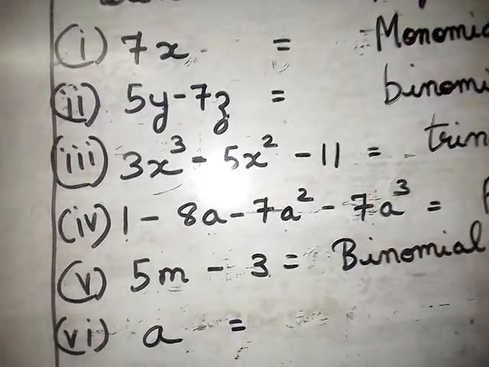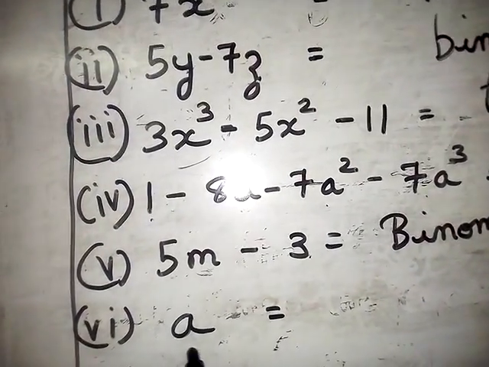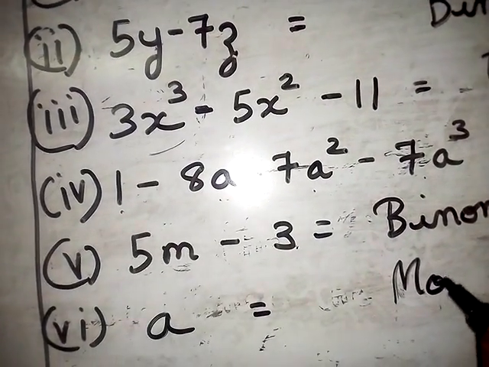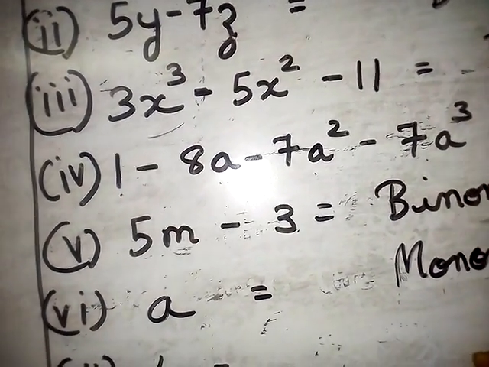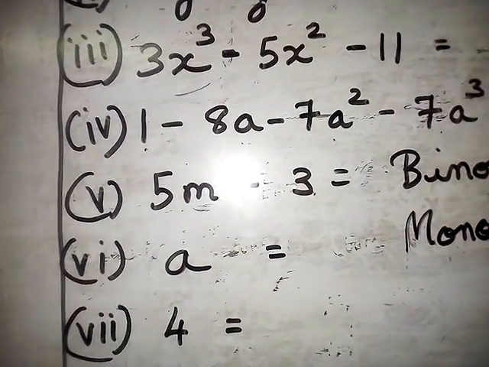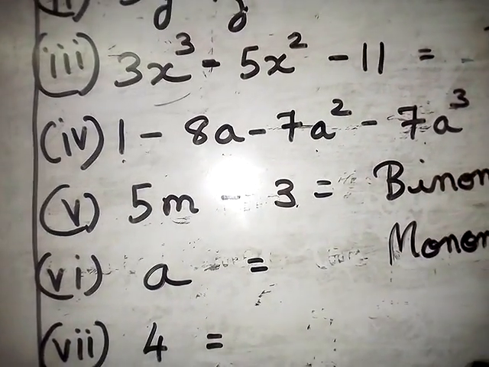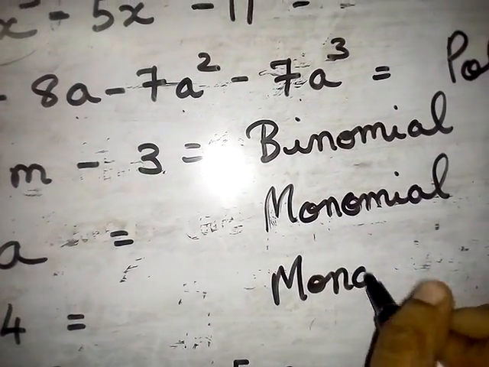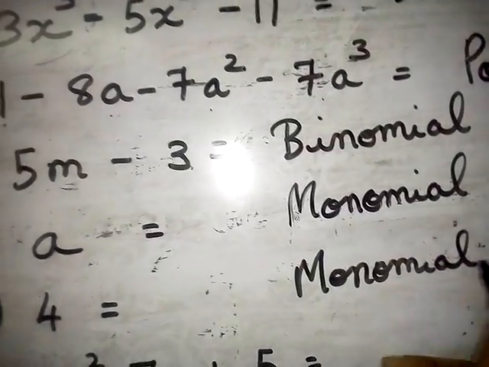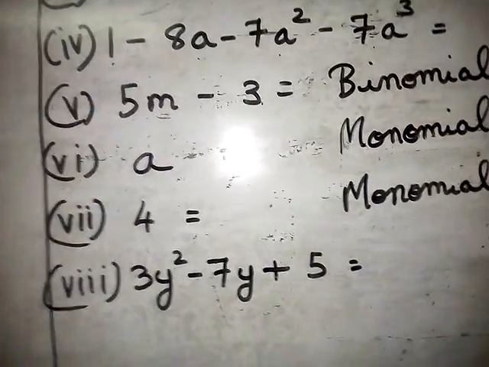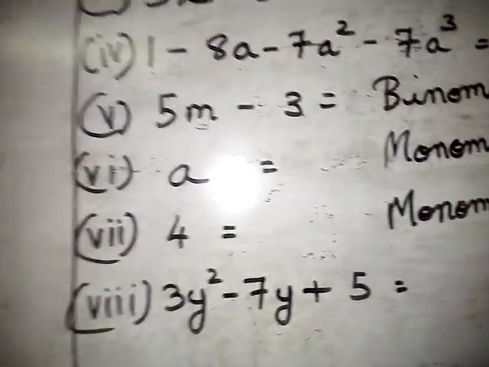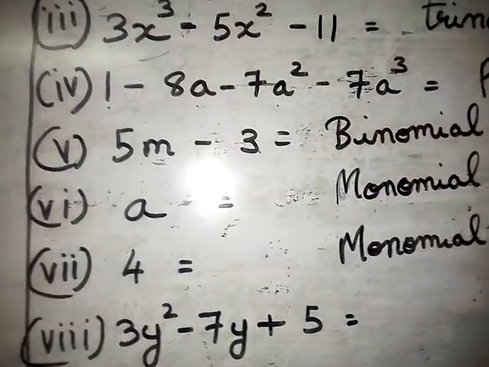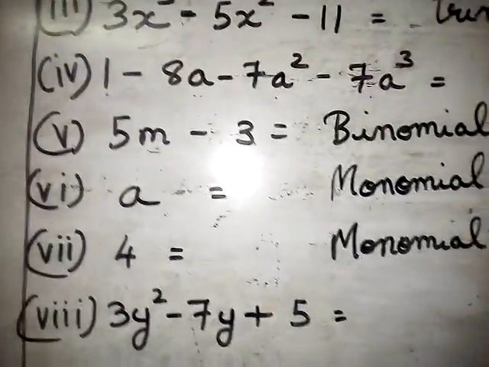Next, sixth one. You have a single term, a, so it is a monomial. Seventh one also has one term, number 4, so it is a monomial. Next, the last one. How many terms are there? 3y square minus 7y plus 5. 3 terms are there: 1, 2, 3. So it is a trinomial.